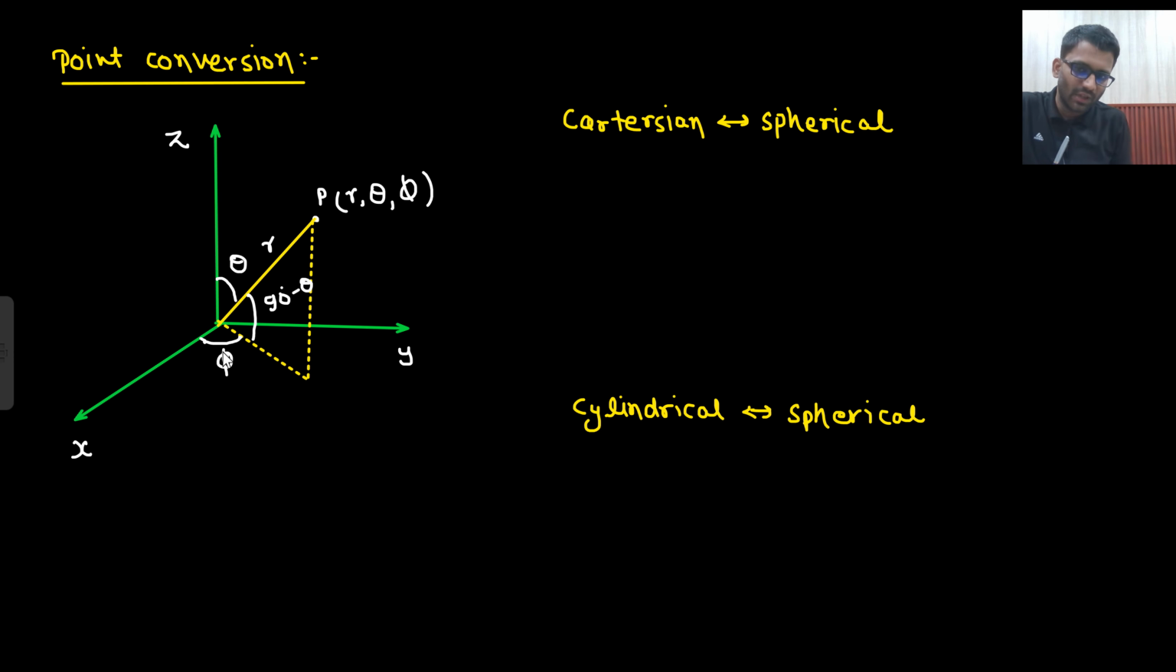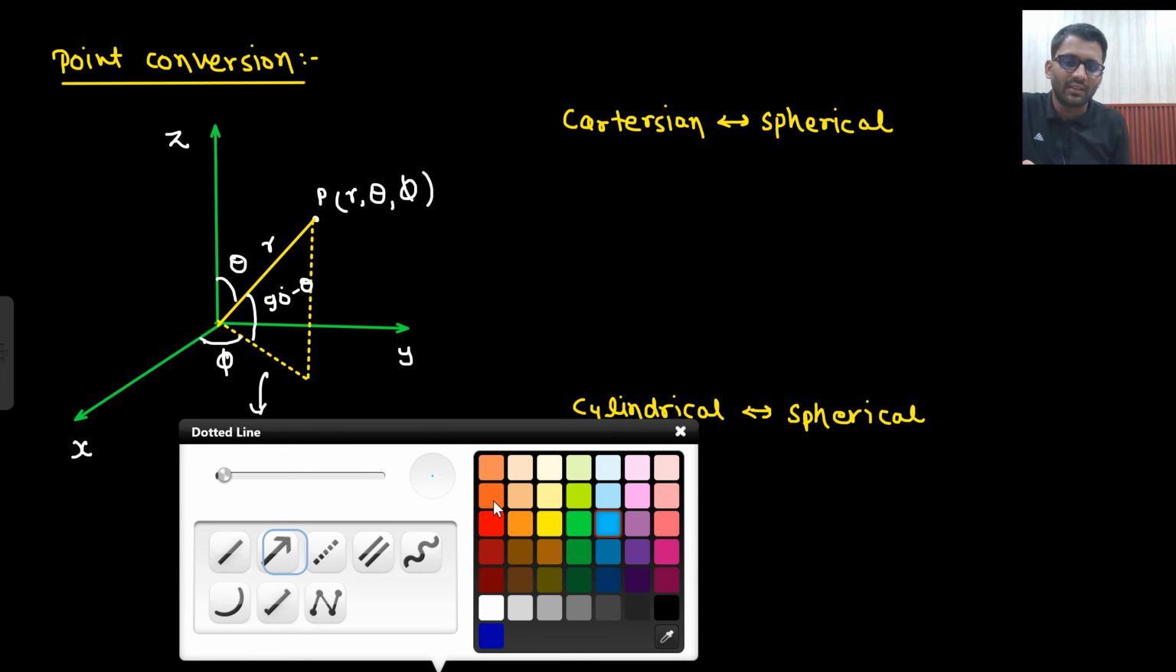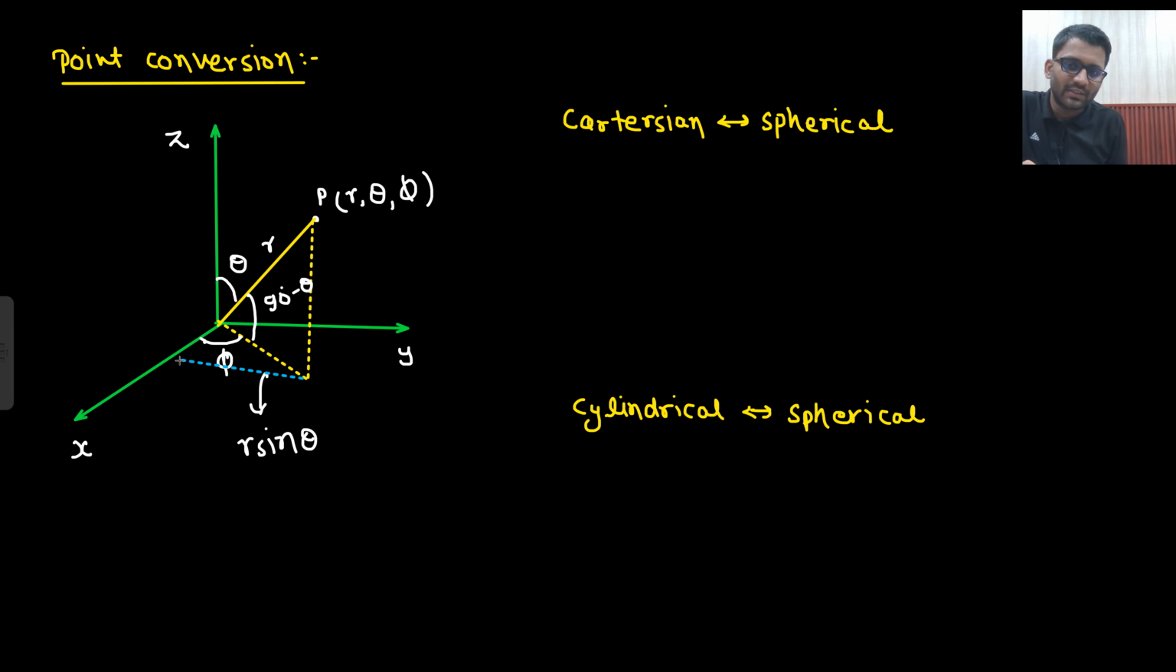So 90 minus theta. So r cos(90 minus theta). So this distance will be r sin theta, right? r cos(90 minus theta) will be sin theta only. So this distance is r sin theta, and the component of this along the x direction will be r sin theta cos phi. Are you getting this point or not?